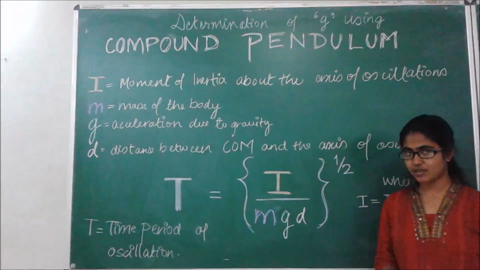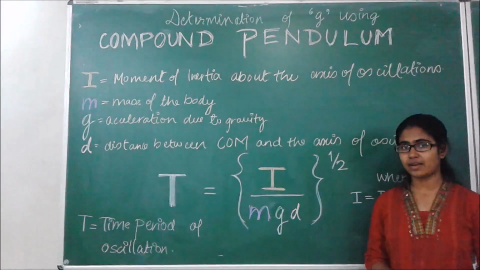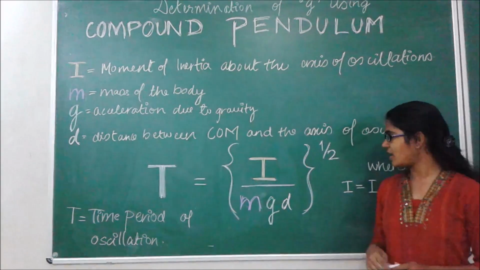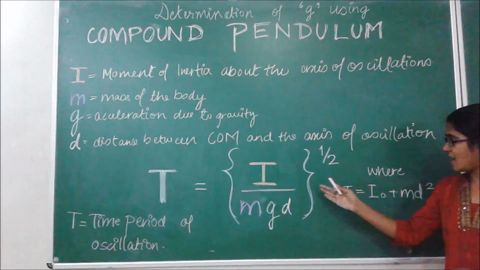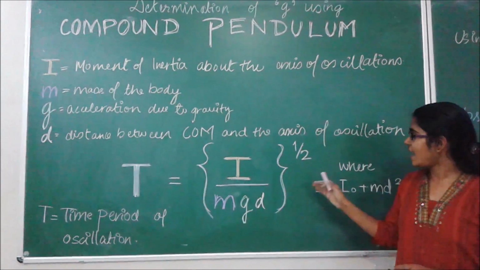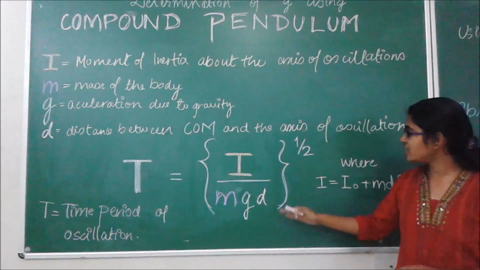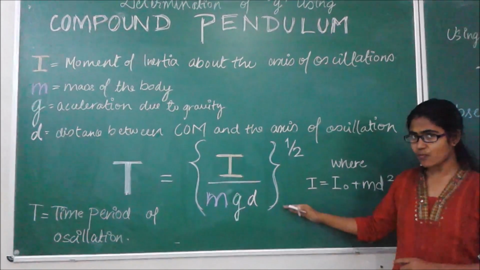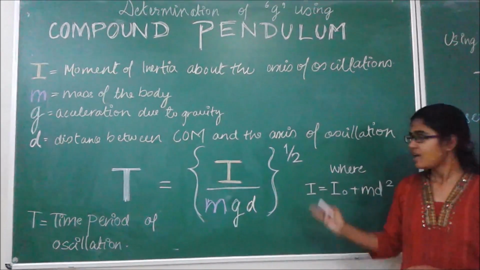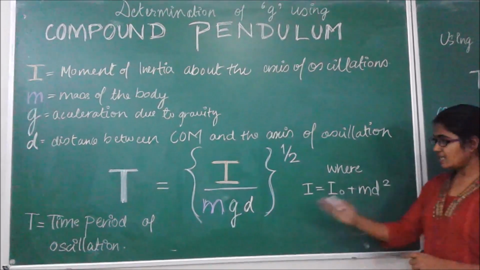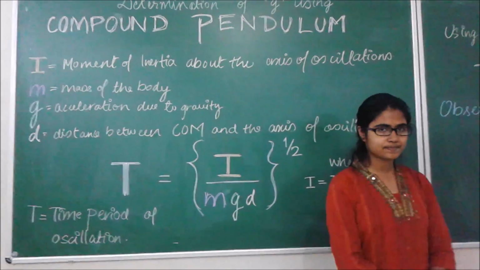The time period of oscillation of a body, which is constrained to rotate about a horizontal axis with small amplitudes, is given by the formula written over here, where I is the moment of inertia of the body about the axis of oscillation, m is the mass of the body, g the gravitational acceleration, and d the distance between the center of mass and the axis of oscillation. Also, I is given by I naught plus m d square, where T is the time period of oscillation.